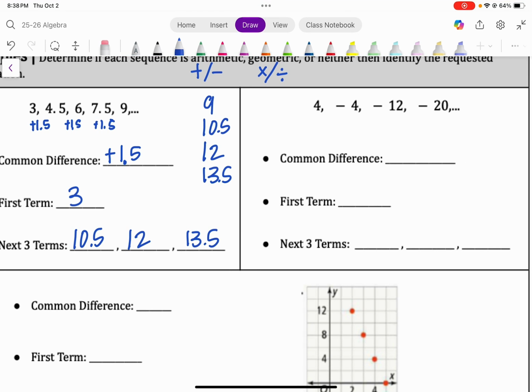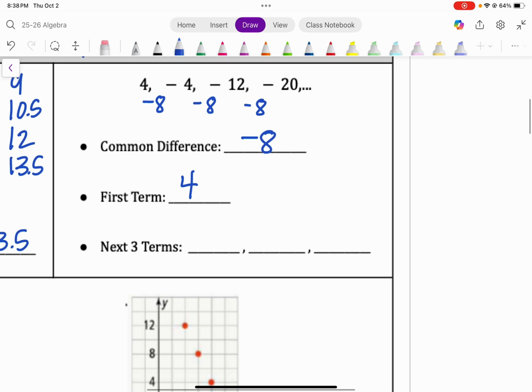The next one starts at 4. Then goes to -4, then to -12, then -20. And to go from one to the next, we are subtracting 8. So that is our common difference. The first term is just the first number in the list. And then the next 3 terms, if we continued on, we'd have -28. Subtract 8 more, so -36. And then -44.